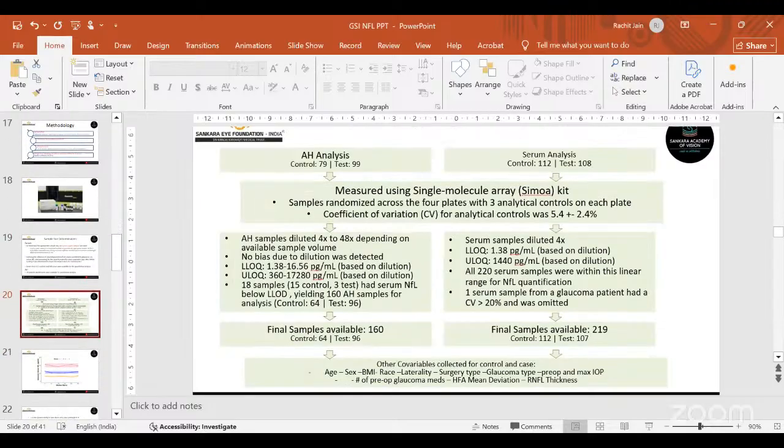So how the analysis was done. For aqueous humor and for serum, it was done using the same Simoa kit. The samples were randomized across four plates with three analytical controls on each plate.